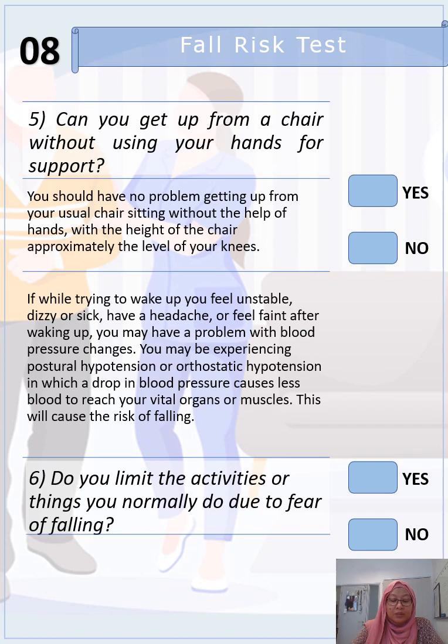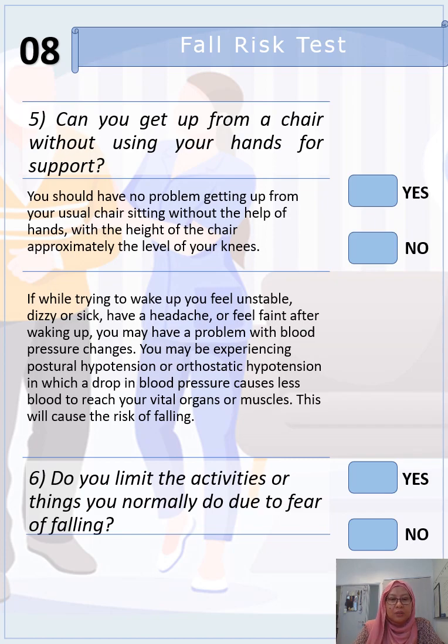Okay, next question is, do you limit the activities or things you normally do due to fear of falling? You answer yes or no. Okay, so if you answer yes, you reduce your activities, then that may lead to risk of falling because you may develop generalized muscle weakness and poor balance performance, then you will have a tendency to fall.